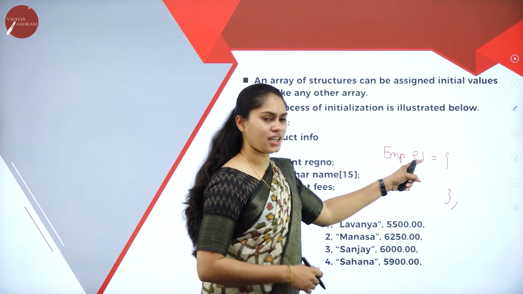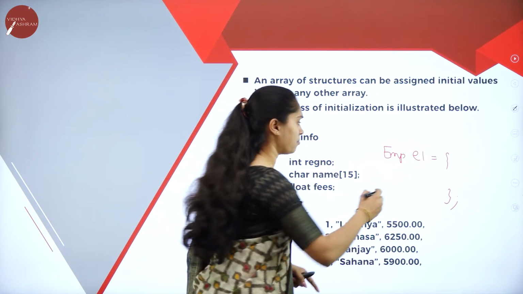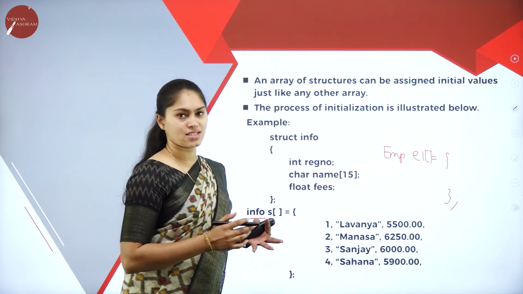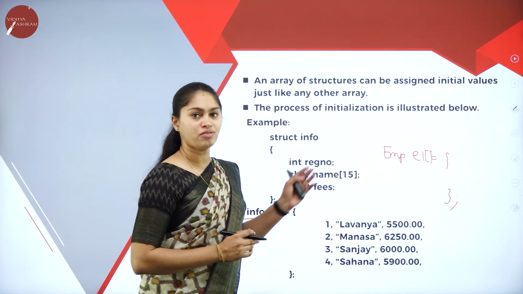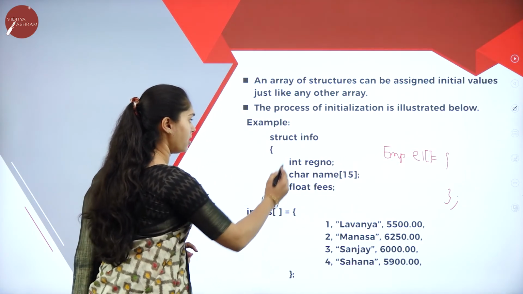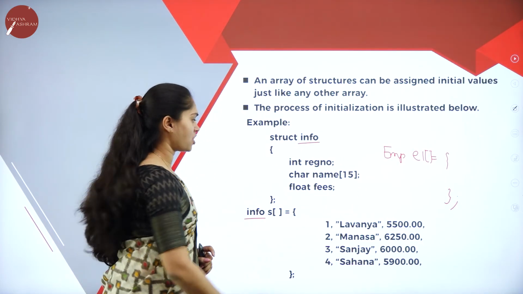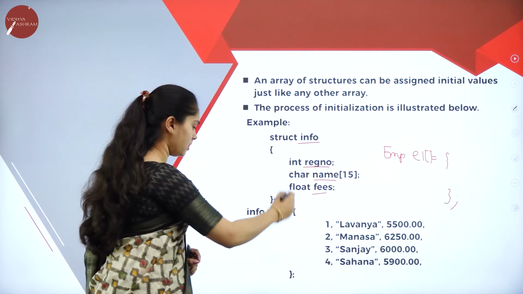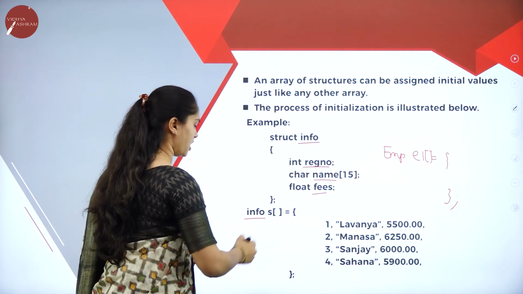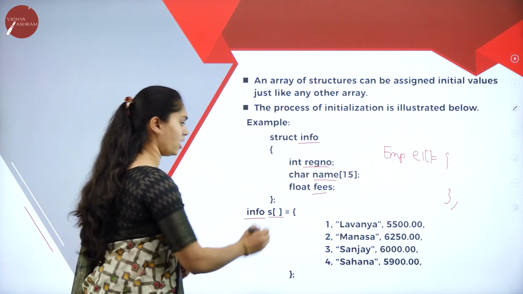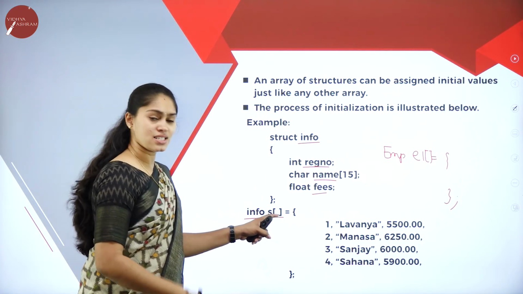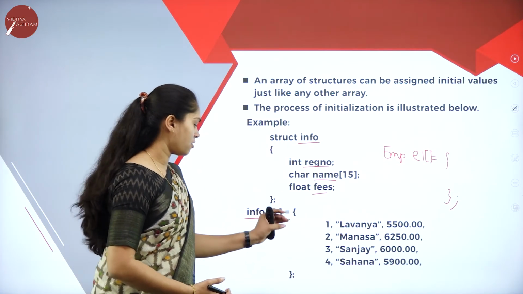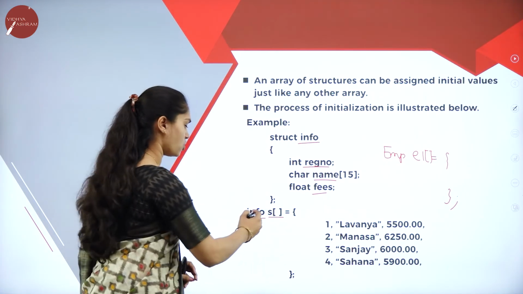Here I am not using any size, but if I give a square bracket, that indicates that it can have a size. That means it can be an array of structure. That is what we are doing here. Info is the name of a structure, and it contains register number, name and fees. Here I close the scope of this info, and I am creating one variable called S, with no size specified. I am not specifying how many elements I am going to take. Based on the initialization, it will assign the size for that.